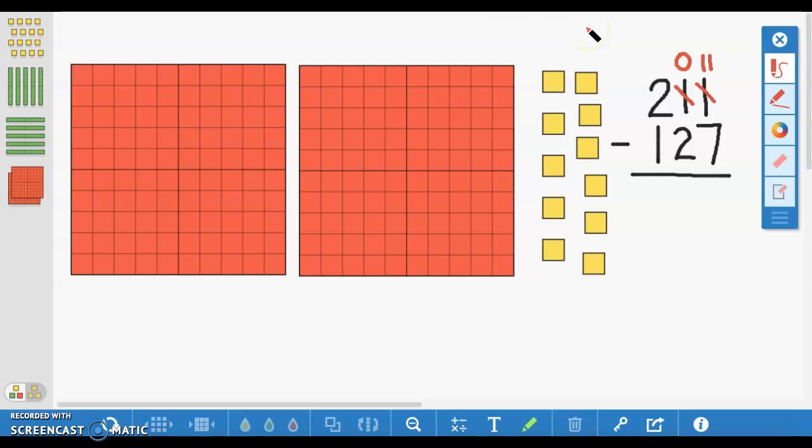Now I can subtract. I can take away 7 of my ones, and I will do that by clicking and deleting 1, 2, 3, 4, 5, 6, 7. And I am left with 4 ones. 11 minus 7 is 4.